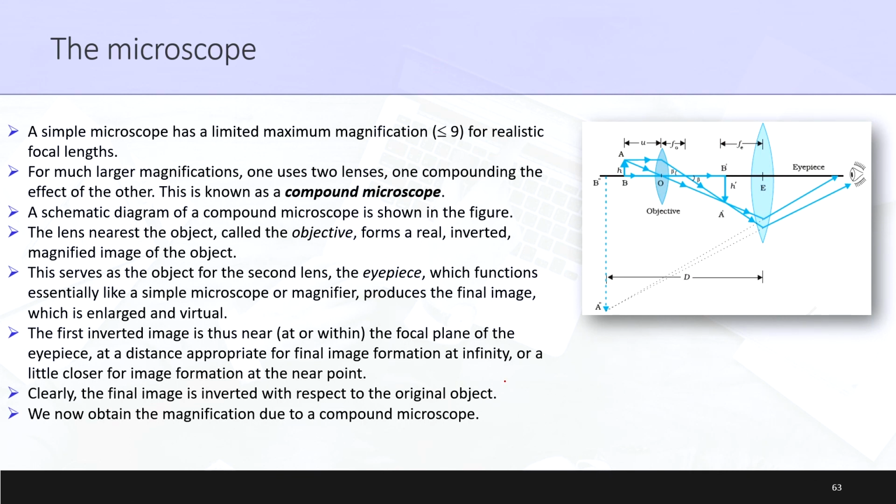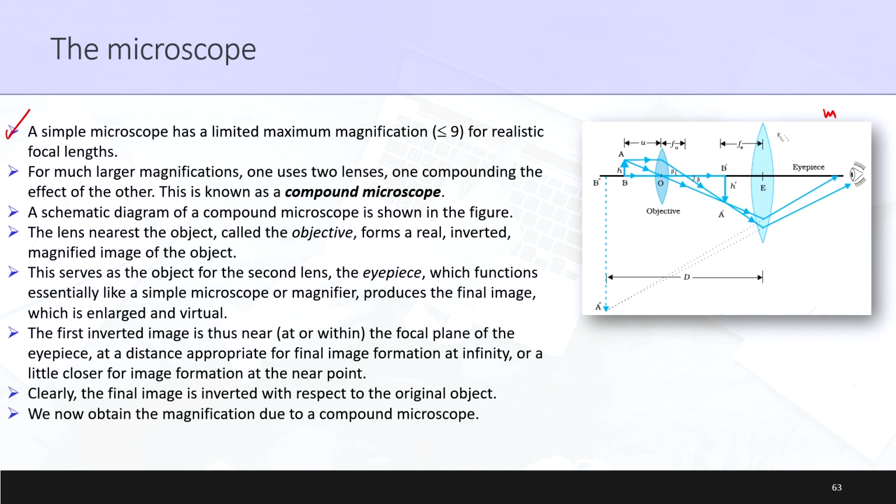So, what is this compound microscope? Let me explain very clearly. A simple microscope has a limited maximum magnification, which is less than or equal to 9 for realistic focal lengths; greater than that is not attainable. For much larger magnifications, one uses two lenses, one compounding the effect of the other. This is known as a compound microscope. Basically, you just need to magnify more.